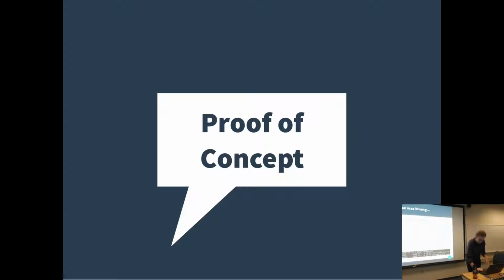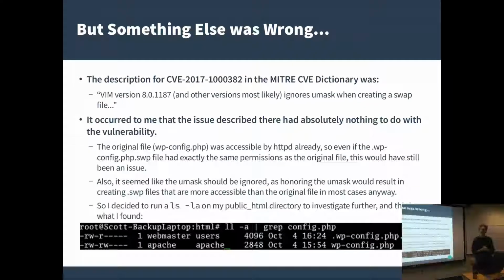Now, I was analyzing this vulnerability. It was given this description in the MITRE CVE dictionary: Vim, that version, ignores the UMask when creating a swap file. It occurred to me that that description has, one, nothing to do with the issue we just encountered with WordPress, because the original file was readable by the web server. So even if the swap file had the exact same permissions, it would be readable by the web server. Regardless of whether or not that was the case, that didn't have anything to do with that vulnerability.